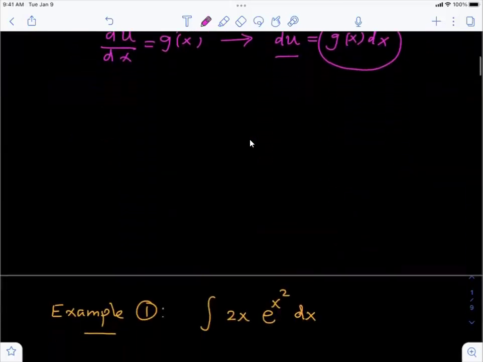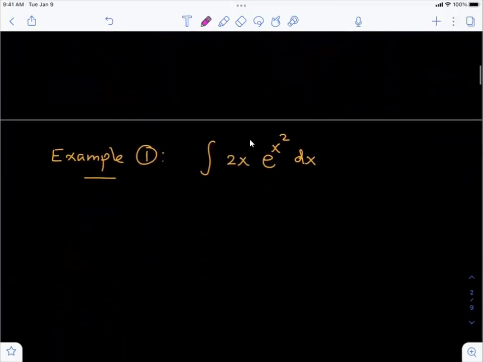Let's jump to the first example. Can you see a composition here? If you can see the composition, can you recognize the inner function of that composition? Then name it u. Take a moment.